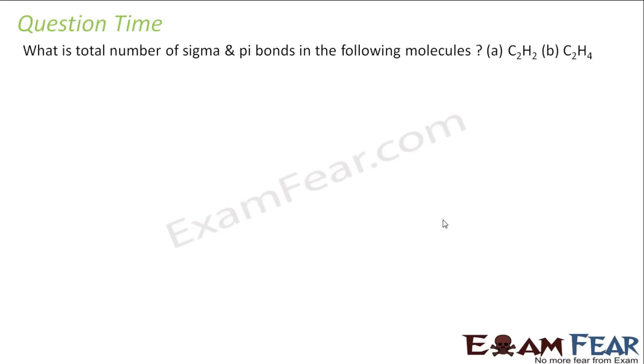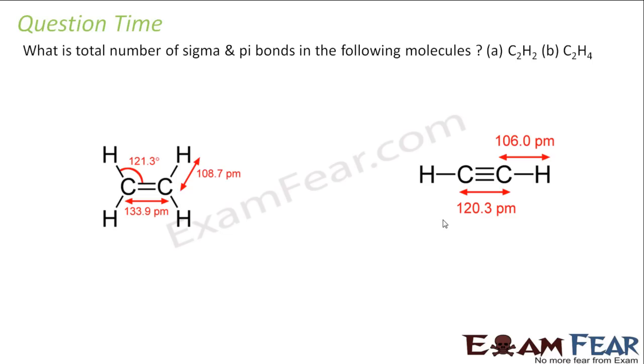Find total number of sigma and pi bonds in the following structure. So in C2H4, as I just explained, the first one is the sigma bond, second is the pi, sigma, sigma, sigma, sigma. So it has 1, 2, 3, 4, 5 sigma plus 1 pi. We talk about C2H2, there's first sigma and 2 pi, then sigma, third sigma. So 3 sigma plus 2 pi.